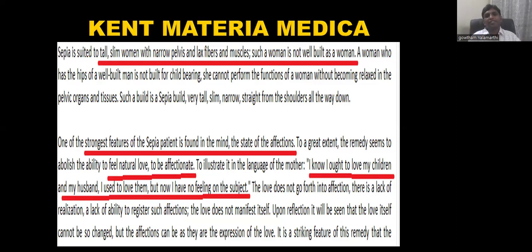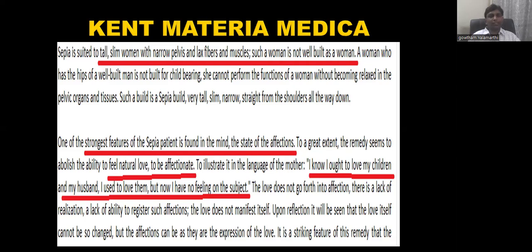Likewise, the Sepia patients are so indifferent. They don't love their children or husband. To illustrate it in the language of the mother: I know I have to love my children and my husband. I used to love them, but now I have no feeling on the subject. She says that before I used to love, but nowadays I don't know what happened to me. I don't have any affection to love them.